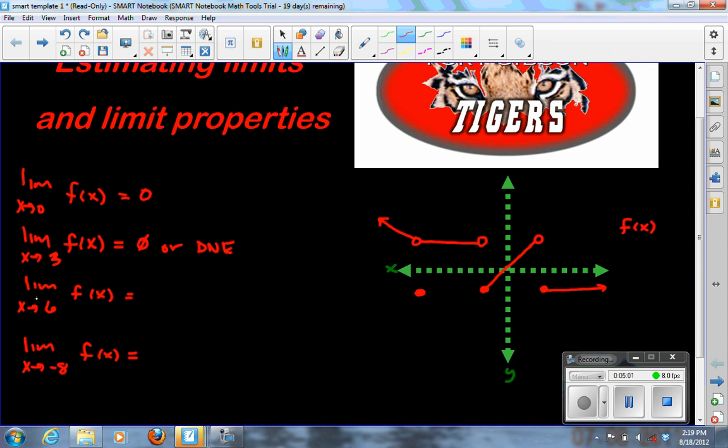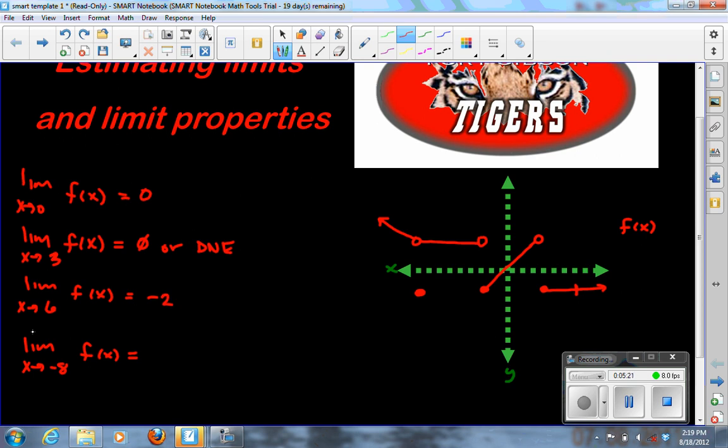Right here, the limit as x approaches 6 would be way over here, 1, 2, 3, 4, 5, 6, about right here somewhere. So here's where x equals 6. My y values for this function approach -2 from this side and -2 from this side. So the answer to this is -2.